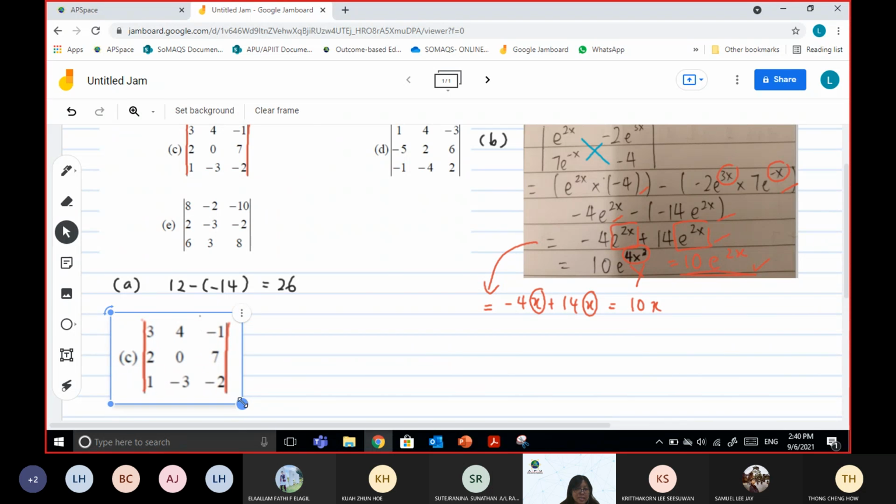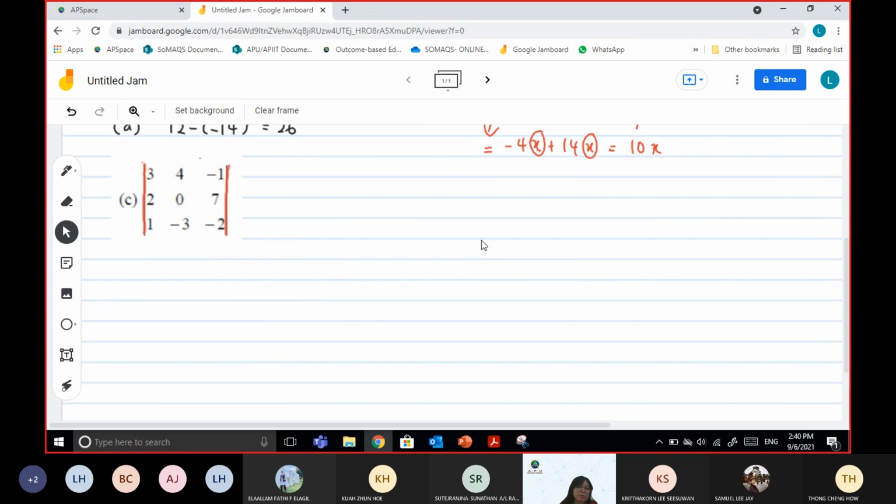Okay, as I mentioned last time, when we want to find the determinant of a 3 by 3 matrix, we can use any row or any column. I already explained that's why we have 6 methods to calculate it. However, we can just fix on one row so that we don't get confused with the sign pattern as well.